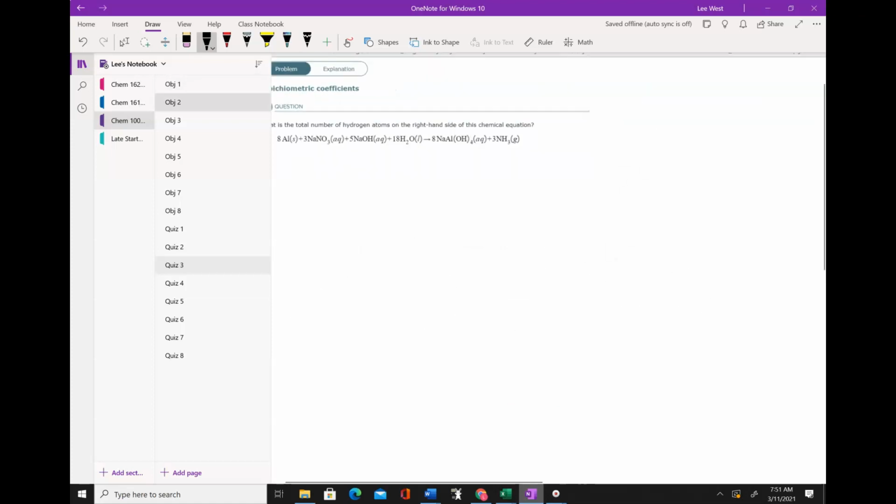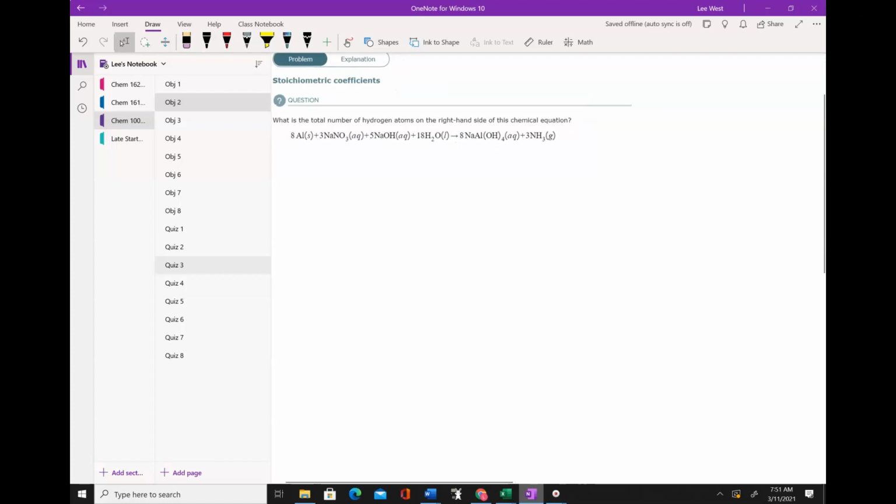Alright, so this problem is asking us to tally up the total number of hydrogen atoms on the right hand side. Now it's also important to realize that this should be the same as the number of hydrogen atoms on the left hand side. So let's have a look. This compound here contains hydrogen. There are 8 units of the whole compound, and within each unit there are 4 hydrogen atoms. So that gives me 32 for that.